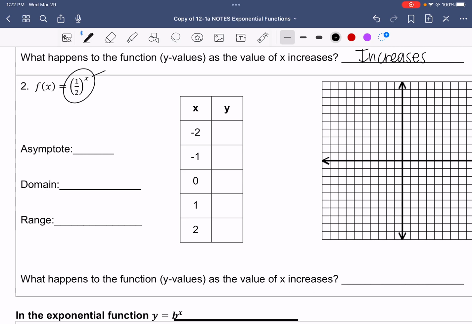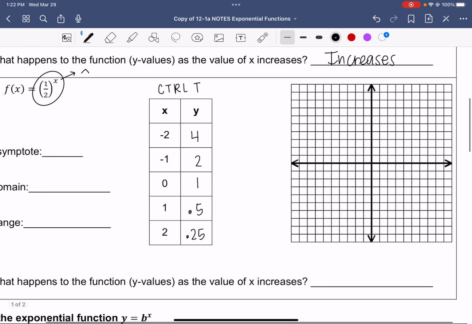Again, how you get the little exponent, you're going to press the little caret on top, in your graph. It should be next to the number 4. Once you graph it, we're going to press Control T to get our table. So -2 has a 4 value, -1 has a 2 value, 0 has a 1, 1 has a 0.5, and 2 has a 0.25.